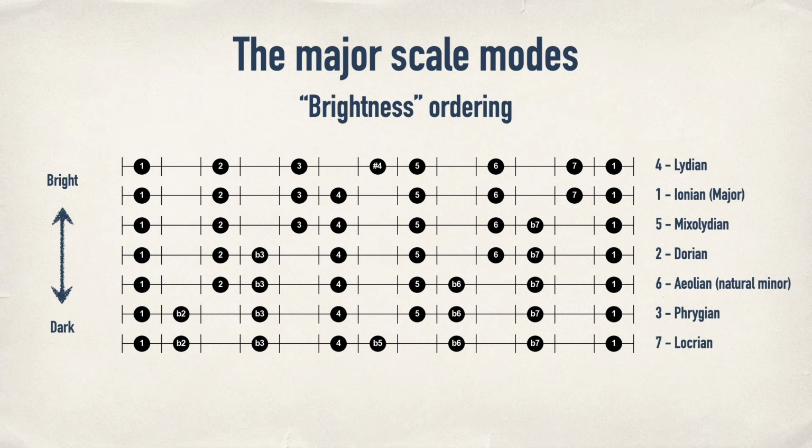Any sharps and flats shown here are relative to the notes of the Ionian mode or major scale, which has no sharps or flats. It turns out that in this ordering, each mode differs from the next by changing just one note by 1 semitone.